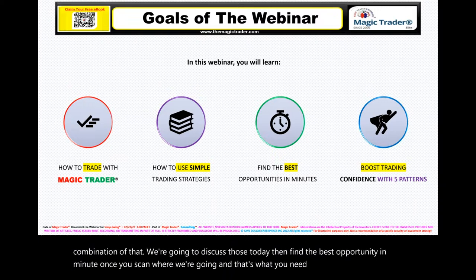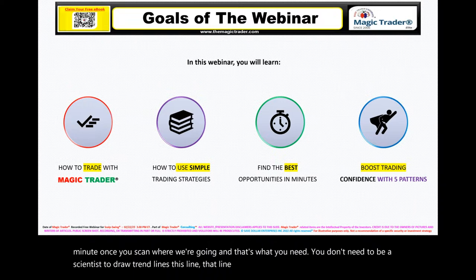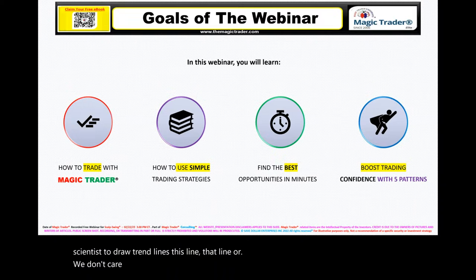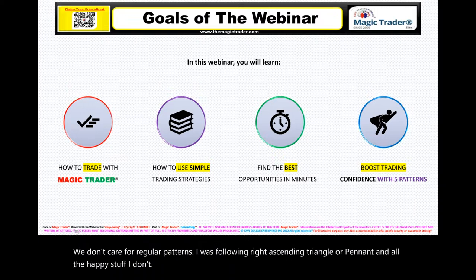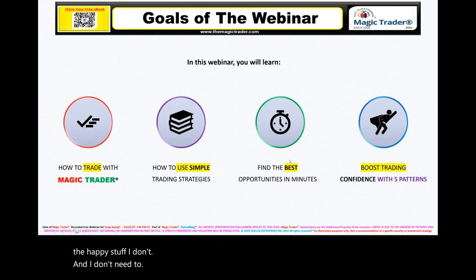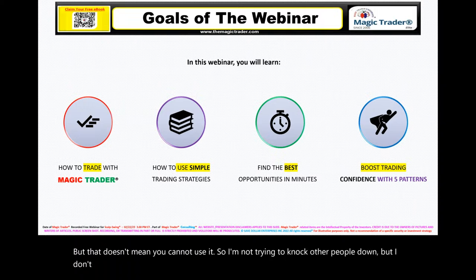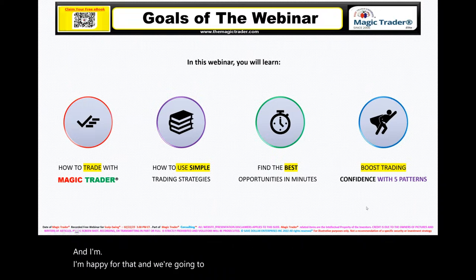You don't need to be a scientist to draw trend lines, this line, that line. We don't care for regular patterns, like ascending triangle or pennant and all the happy stuff. I don't use it, and I don't need to. But that doesn't mean you cannot use it. I'm not trying to knock other people down, but I don't use it. I used to be a fan of all these things for many, many years. Last 15 years, no. And I'm happy for that. And we're going to help you learn these five ingredients or five patterns to boost your trading confidence.